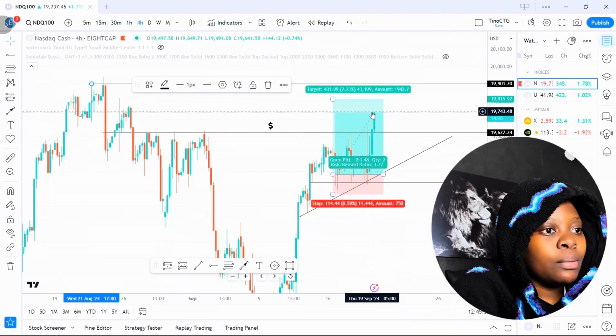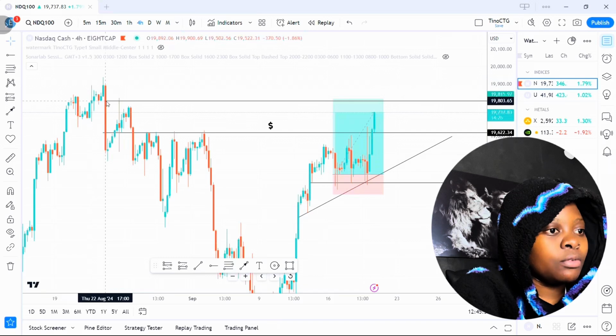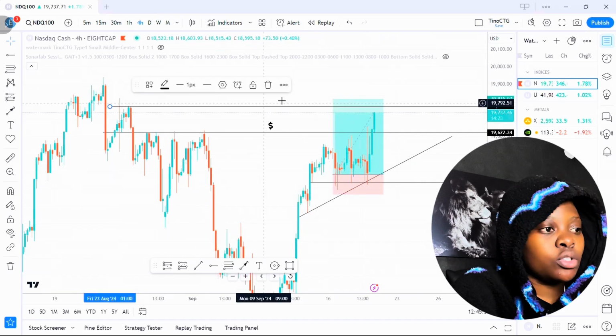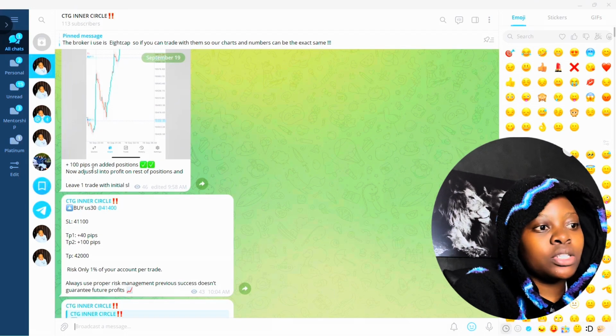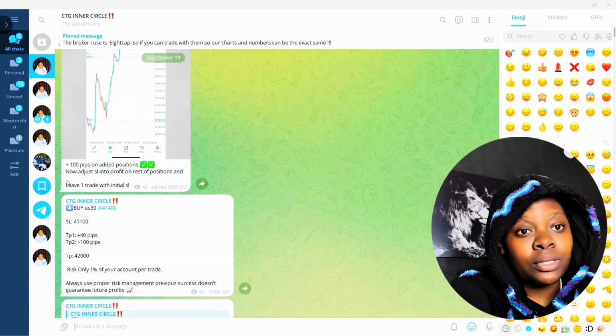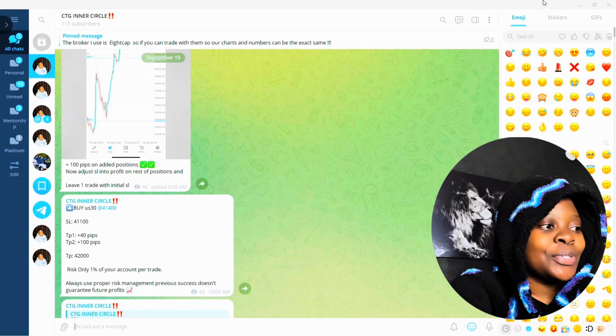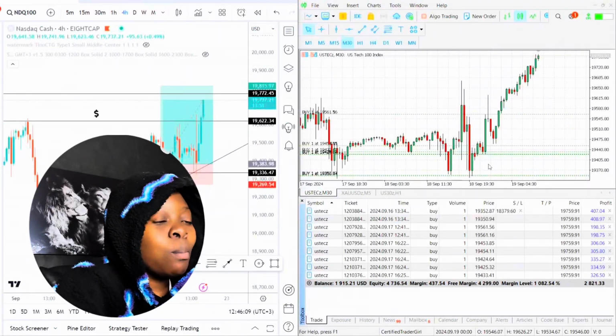So we want the market to keep pushing up to the top from this level. This is where we have stop losses, right? So we're hunting them out. You can see that I've told them to now adjust the stop loss into profits and leave one trade with the initial stop loss. That is what I'm going to do also in the account. You can see we're up 2.8, right?